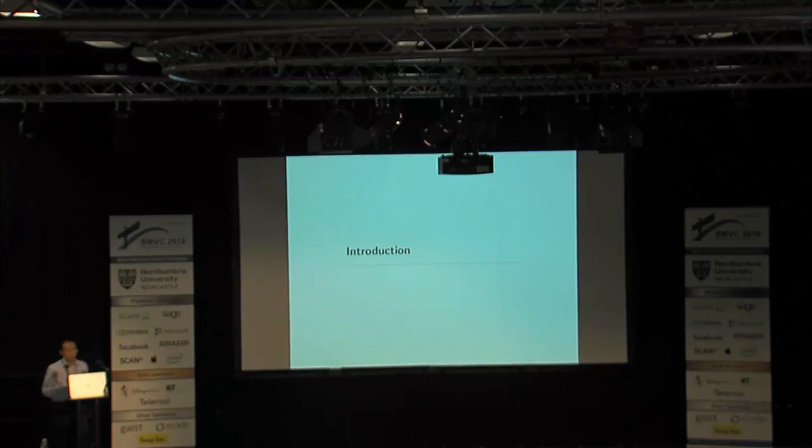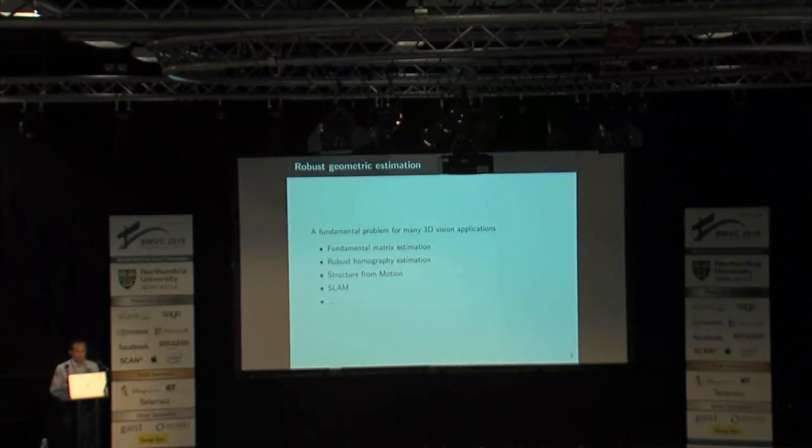Today, I'll present our work on non-smooth M-estimators for maximum consensus estimation. So firstly, let's go briefly into the introduction. Our work focuses on robust geometric estimation, which is a fundamental problem for many 3D vision applications, for example, fundamental matrix estimation, homography estimation, and especially structure from motion and SLAM, to name a few.